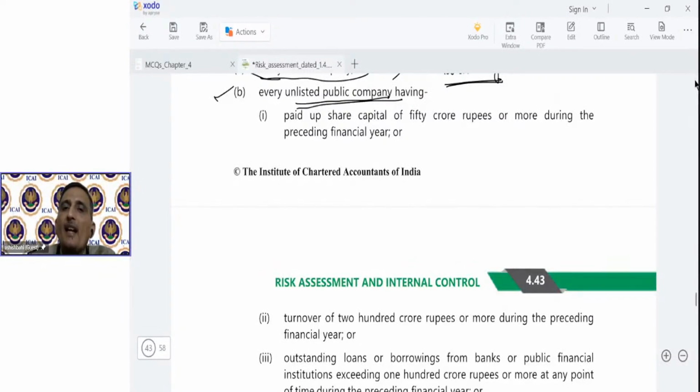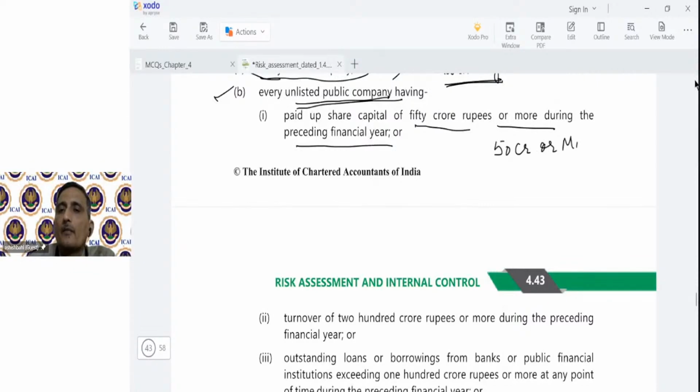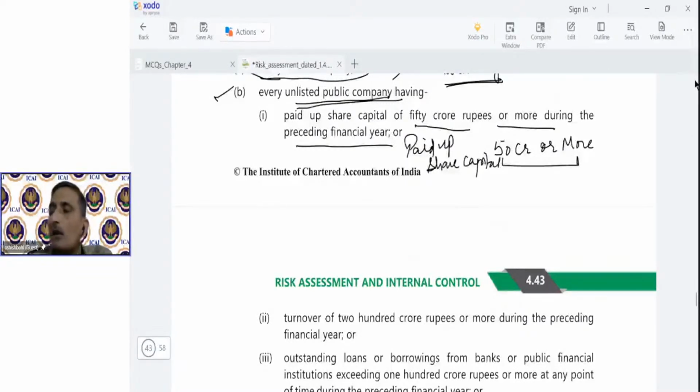The first is paid up share capital of 50 crore or more during the preceding financial year. 50 crore or more. What? Paid up share capital. So if the paid up share capital of an unlisted public company is 50 crores or more during the preceding financial year, then obviously it becomes mandatory upon the company to appoint an internal auditor. Okay, or turnover of 200 crores or more during the preceding financial year.